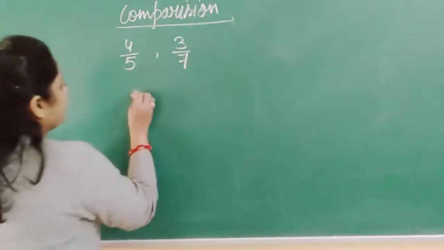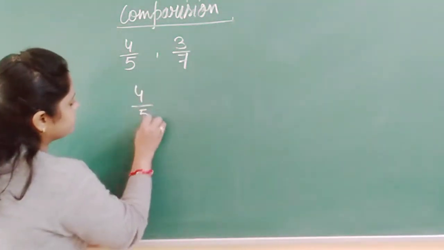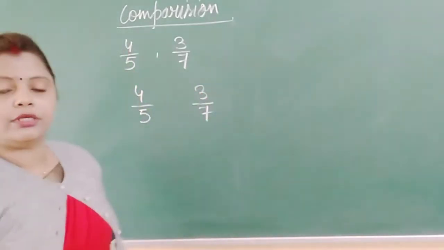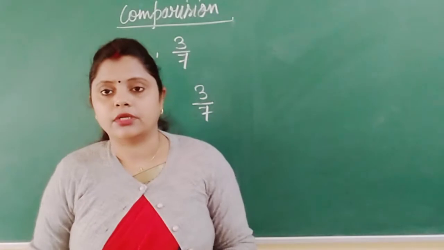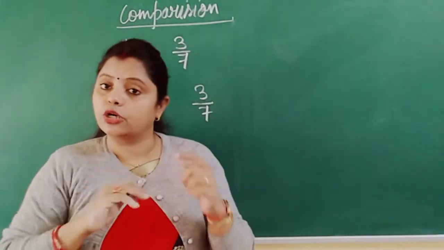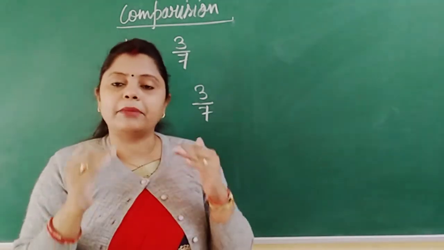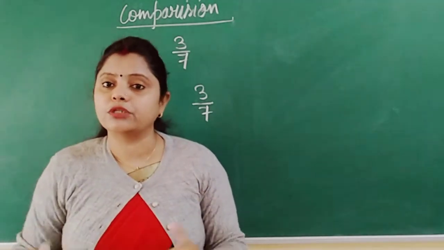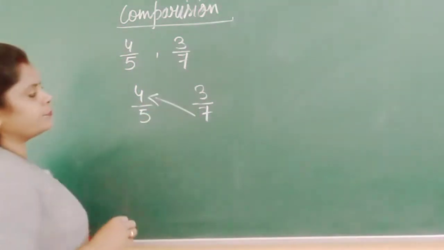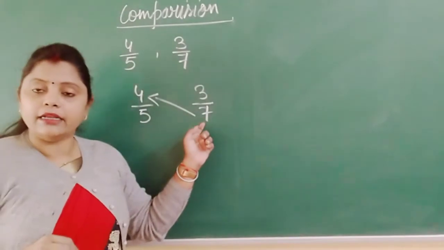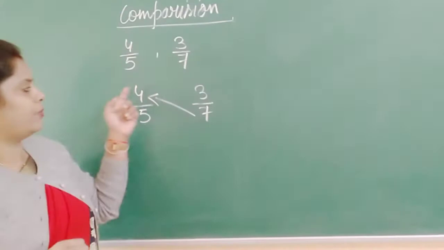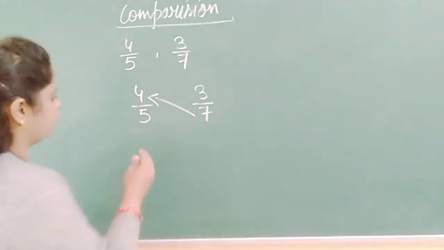See, what you have to do, just follow the steps very carefully. 4 by 5 and 3 by 7. What we will do here is a kind of cross multiplication. That means one's denominator will be multiplied with the other's numerator. By seeing the result, we will come to the conclusion which one is greater. First of all, we will multiply the second number's denominator with the first number's numerator. 7 will be multiplied with 4.